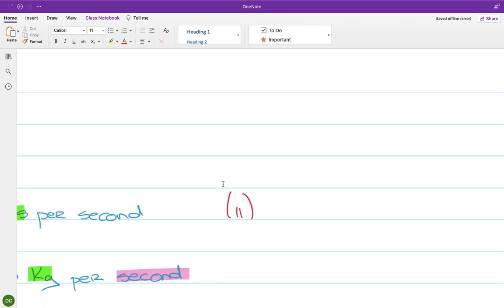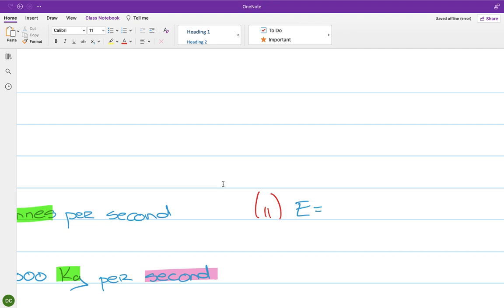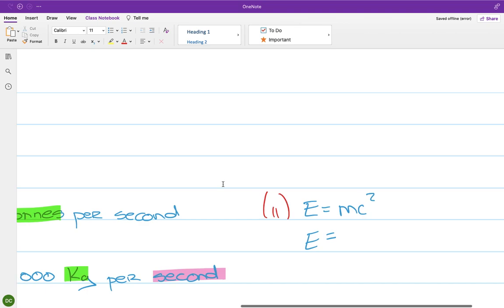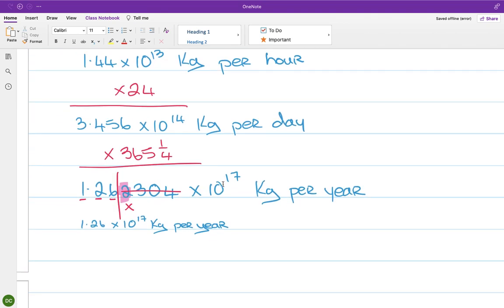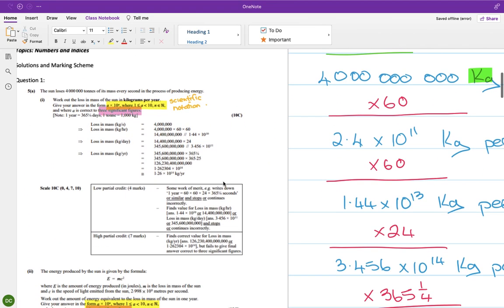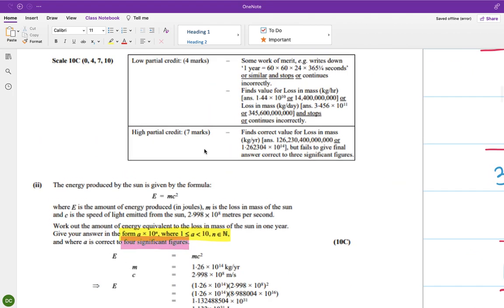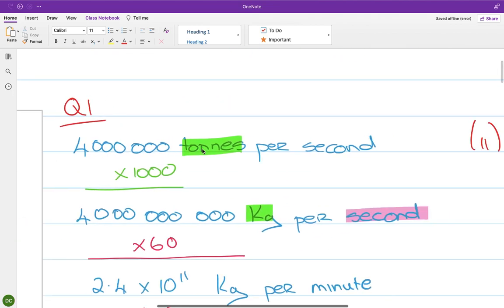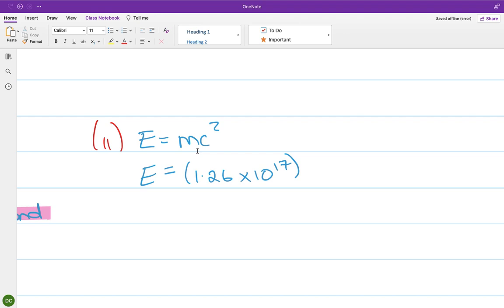So the formula is E equals mc squared. E equals, so m is the number I got over here, so 1.26 by 10 to the 17. And then the speed of light was 2.998 by 10 to the 8. And then we want to square that. So yeah, this just goes into your calculator.